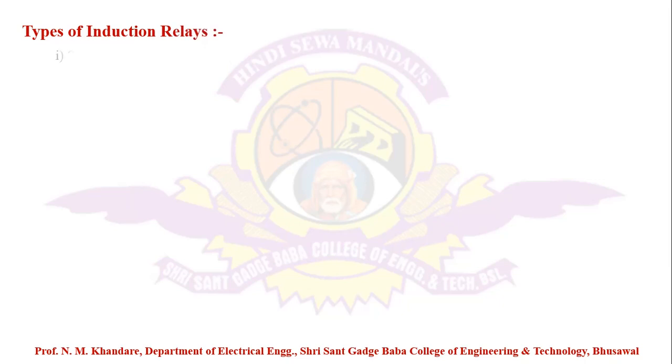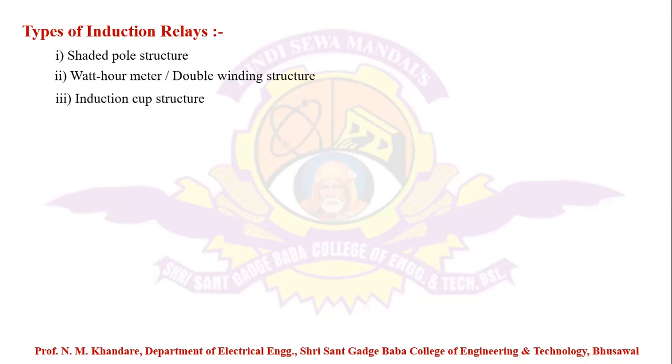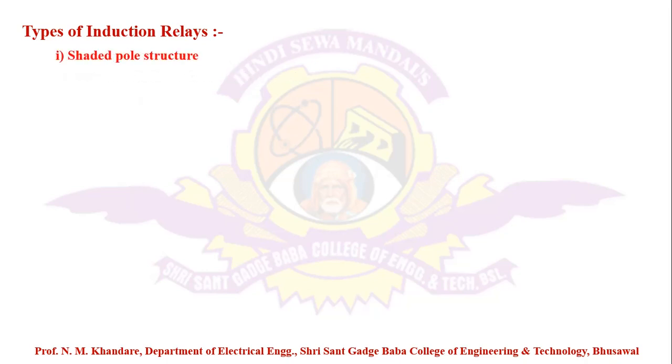Types of induction relay. There are three types of induction relay. First is called the shaded pole construction. Second is the watt-meter or double winding construction, and third is called the induction cup structure. Then, starting with the shaded pole structure.